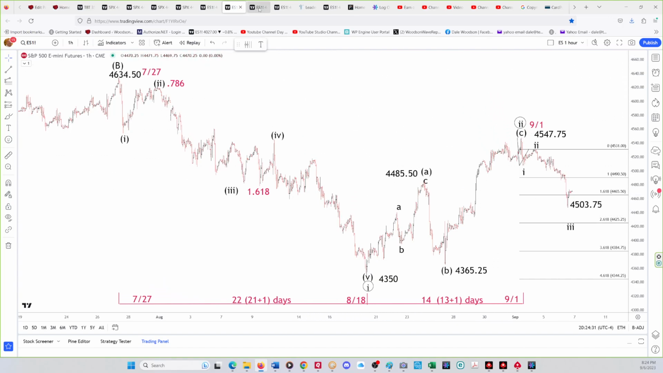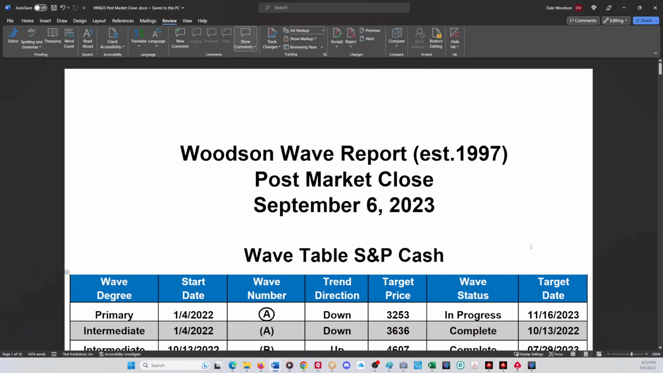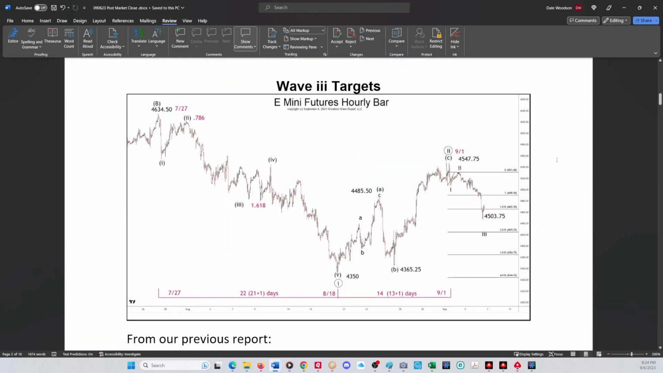I think we can, let's just leave it right there, and let's get into our report, the post market, if we can. Here we go, the post market closed today, obviously after the market closed. There's our wave 3 targets. Okay, we're looking from the 9-1 high. We've got a 1 down, a 2 up. I've got those printed out. There was the 1-to-1 target. There was the 1.618.